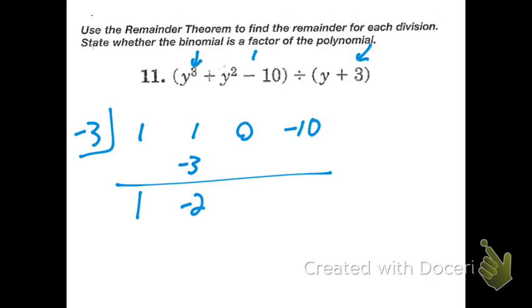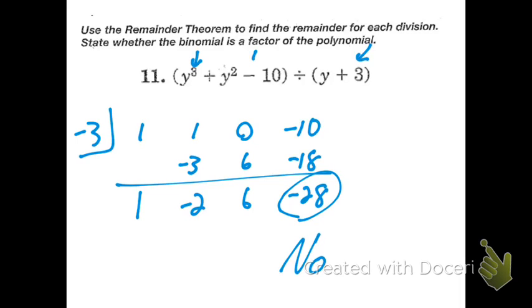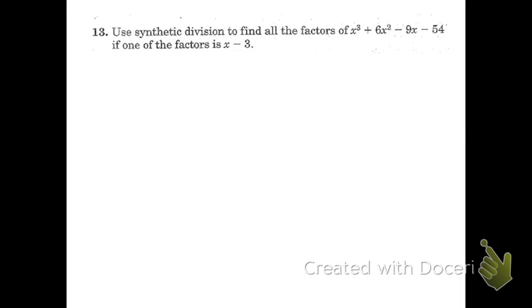Negative 2 times negative 3 is 6. We add, we get 6. And then 6 times negative 3 is negative 18. We add, we get negative 28. So that's not 0. So no, x plus 3 is not a factor. Unfortunately, I didn't really have anything riding on this. It's okay. Now, I showed you the one before, or the other example, where I kind of factored it.